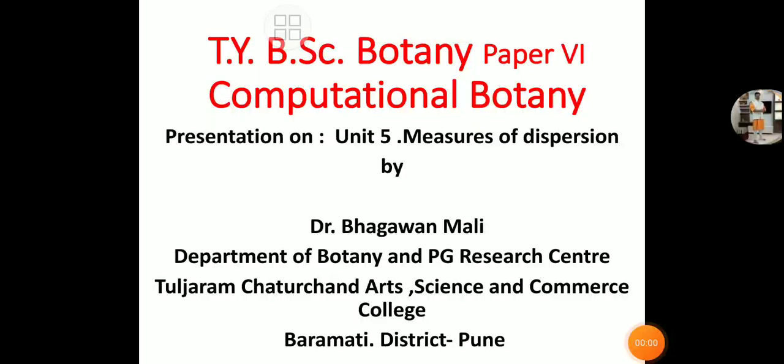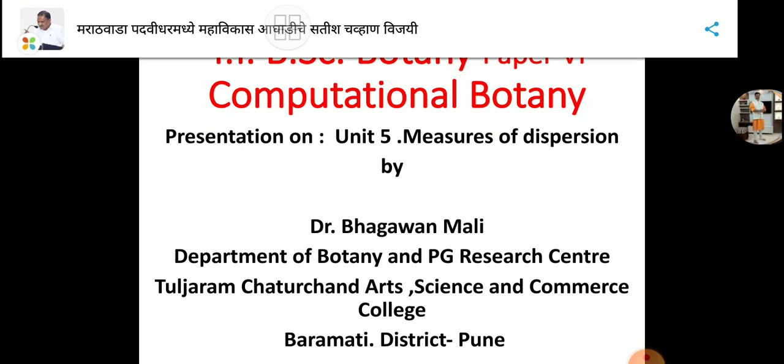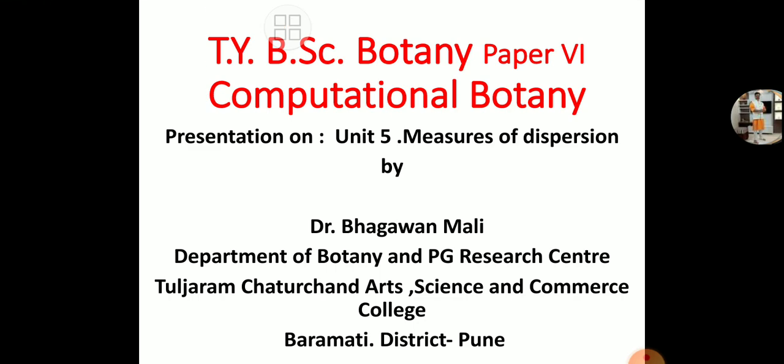Students, from your paper 6th Computational Botany, BSc, today we are going to get an idea about unit number 5. In the previous lecture, we got the idea about the 4th unit, measures of central tendency. Now, today we have to get an idea about the measures of dispersion.